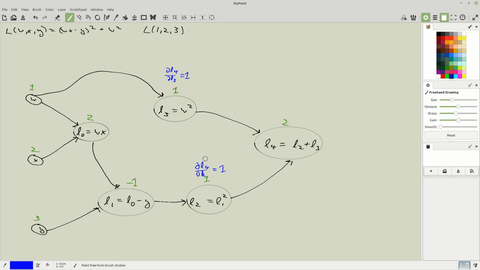Okay, now we're going to keep pushing backwards. So we're going to move back from this node to this node. It doesn't really matter. We could have gone here too, right? Remember, now we're working through a reverse topological sort. So let's figure out the partial derivative of L2 with respect to L1. And that's pretty straightforward. That's just 2L1.